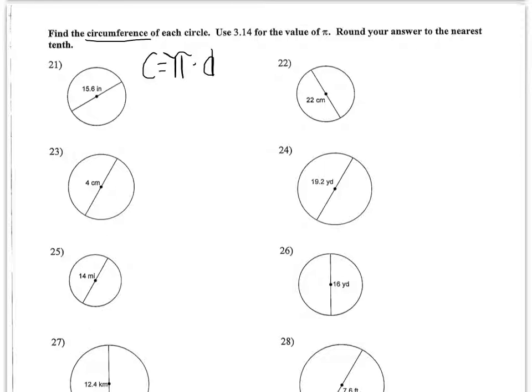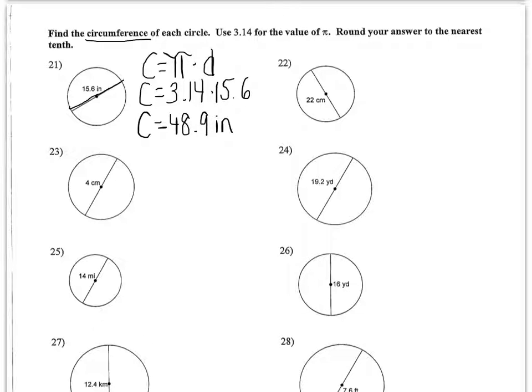So it's really easy. All you have to do is C equals pi, which is 3.14, times the diameter. Our diameter goes all the way across. It's 15.6. So we have 3.14 times 15.6, and our circumference is 48.9 inches. When we label for circumference, you just label the unit. You do not put squared. Okay? Squared is only with area.